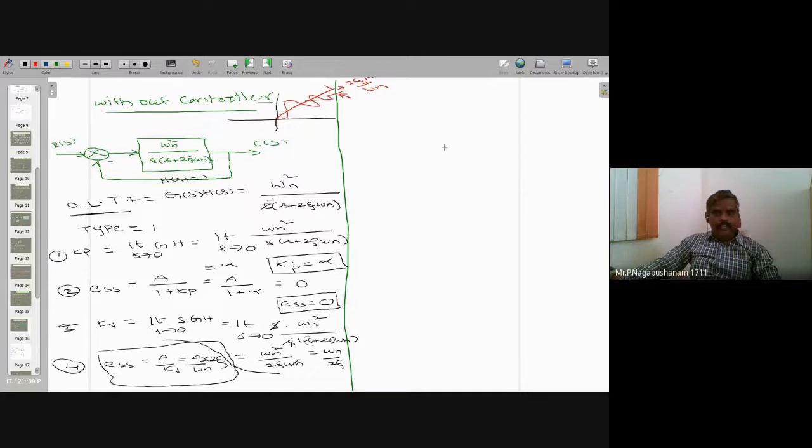If you use one controller, we can make this error 0. We can make this error 0 by using a PD controller.